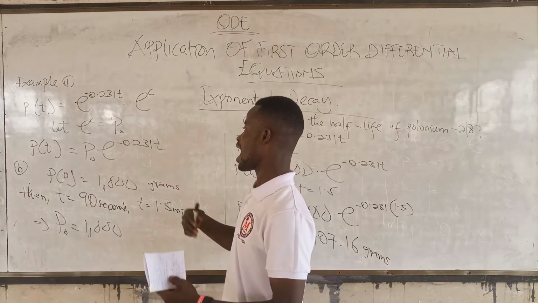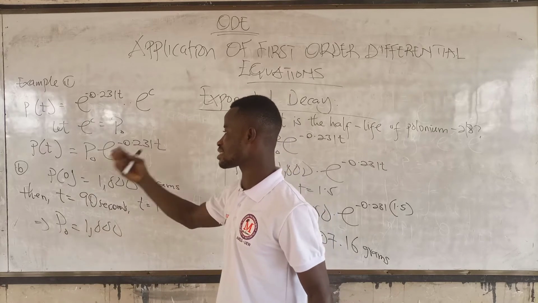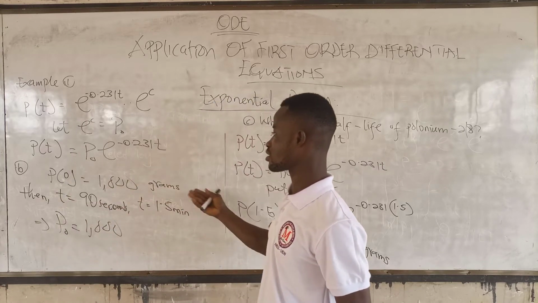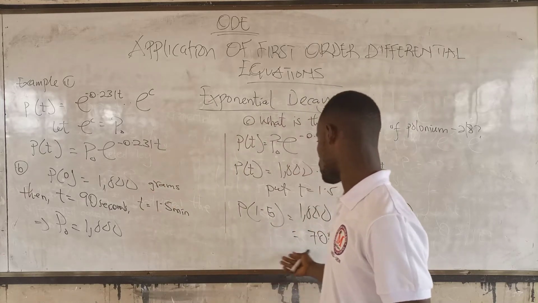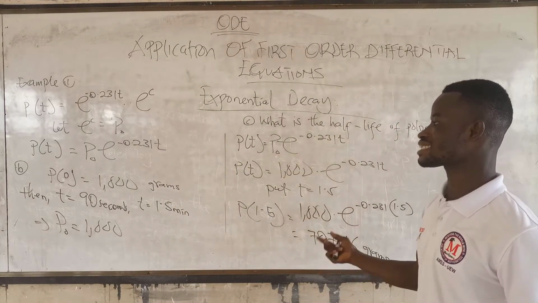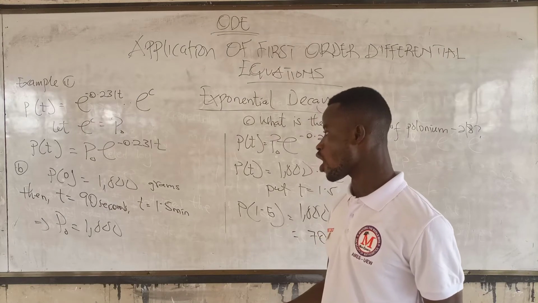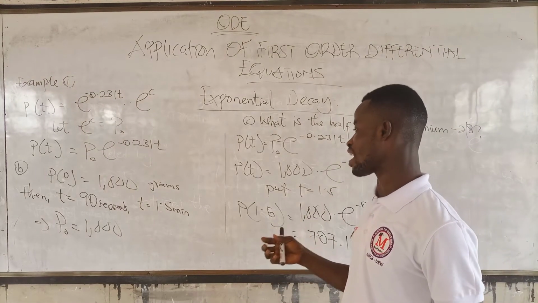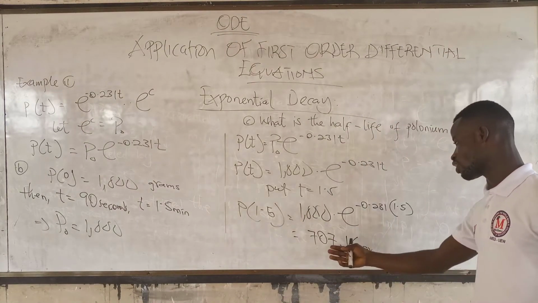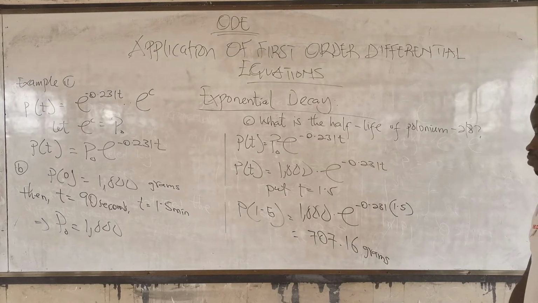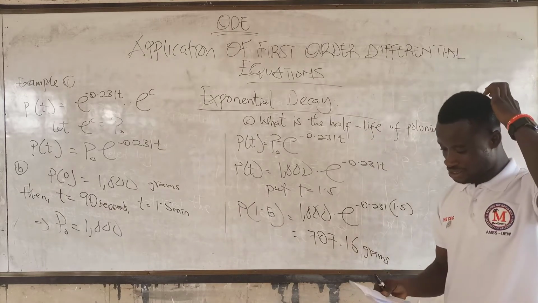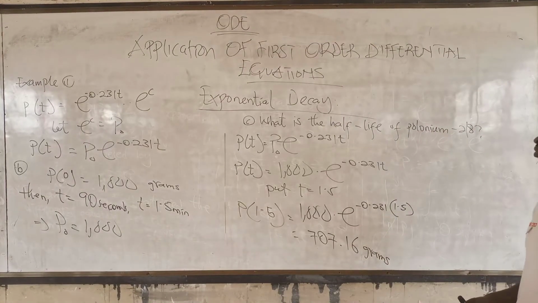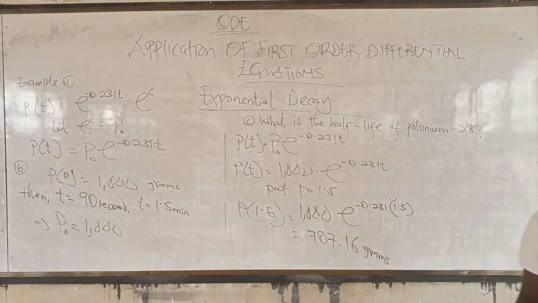Very good. So at the initial stage, where t is equal to 0, we have 1000 grams. Then what is going to be at 90 seconds? So now conclude. Therefore, at 90 seconds or at 1.5 minutes, we are going to have 707.16 grams. Very good. Let's look at the C.